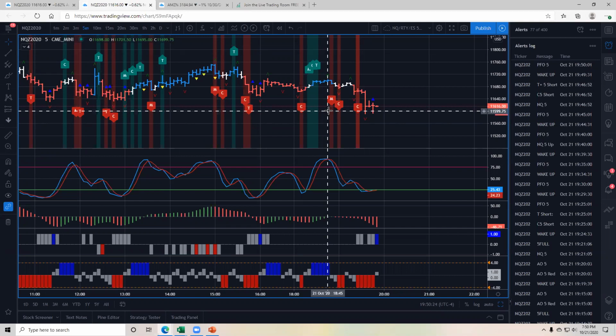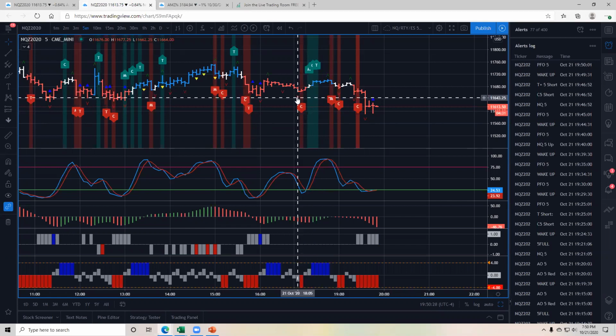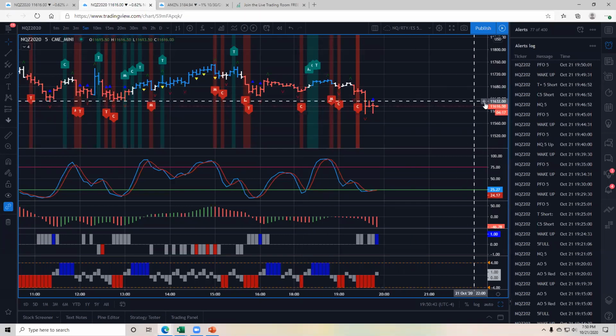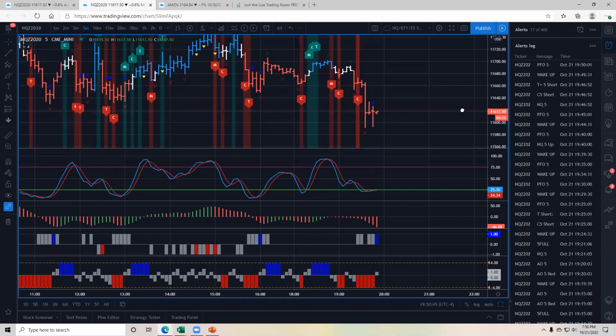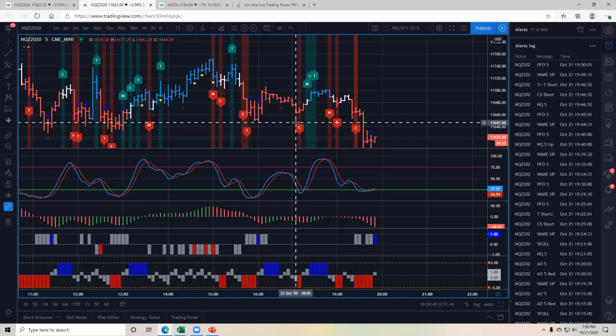Now, Dean, you may be trying to assess the actual symbol value of the fractal. If that is what you're doing, that's just an easy adjustment for you. The symbol is just telling you that there's a lower fractal or an upper fractal. It's the price bar value, the high of the bar or the low of the bar, that you need to pay attention to.